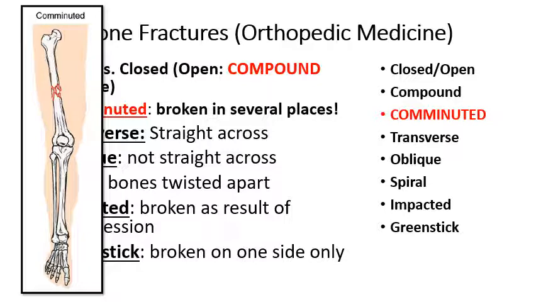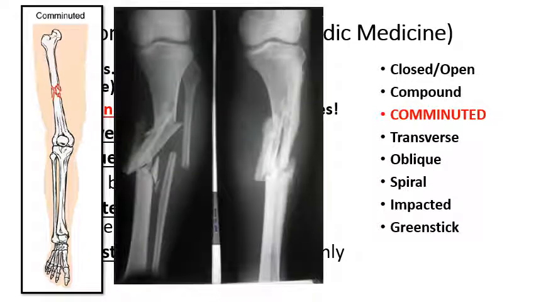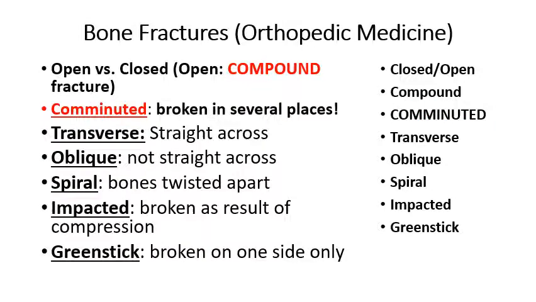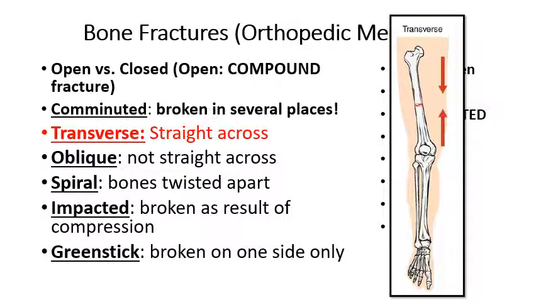Okay, so here we have a comminuted fracture where the bone is broken into several parts. So here we have x-rays showing comminuted fractures. Right? More comminuted fractures. Comminuted fracture of the femur. Comminuted fracture of the distal epiphysis of the femur. Okay, there's a simple transverse fracture. It's not breaking the skin, so it's not a compound fracture.